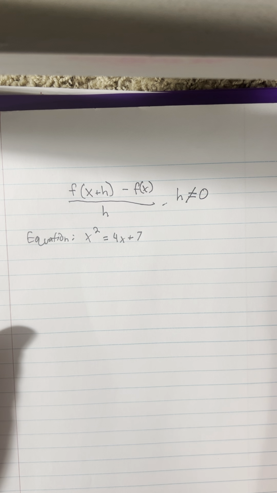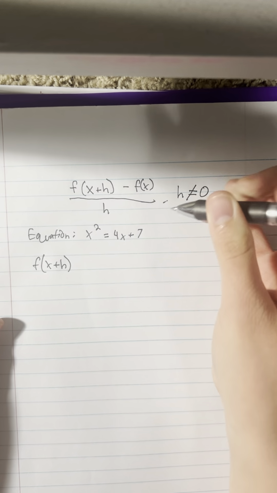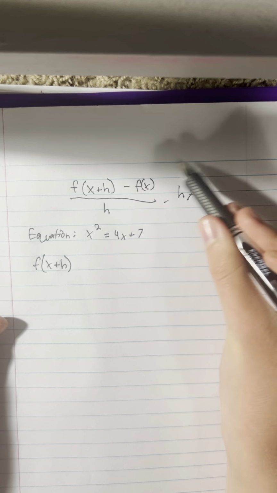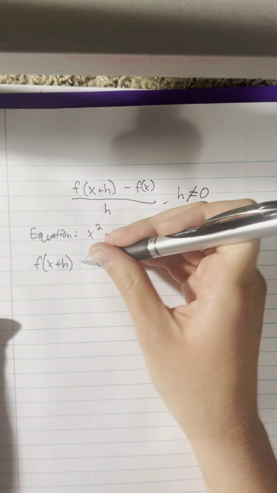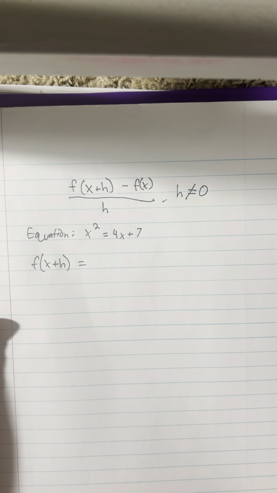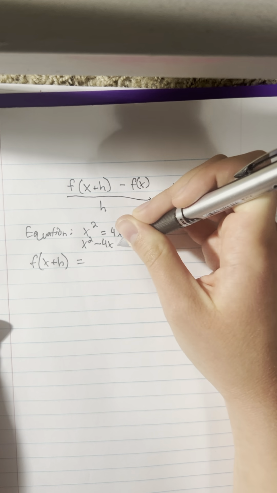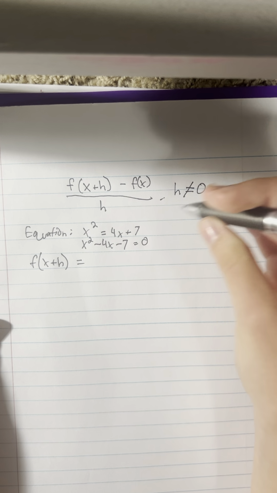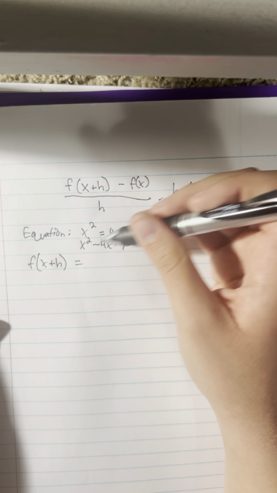So what we need to do first is find f of x plus h. Before worrying about this, let's worry just about this part here. For f of x plus h, you just have to plug in x plus h into all of the x's that you see here. So yeah, let's just set all this equal to 0. So x squared minus 4x minus 7 equals 0. Yeah, that feels right.